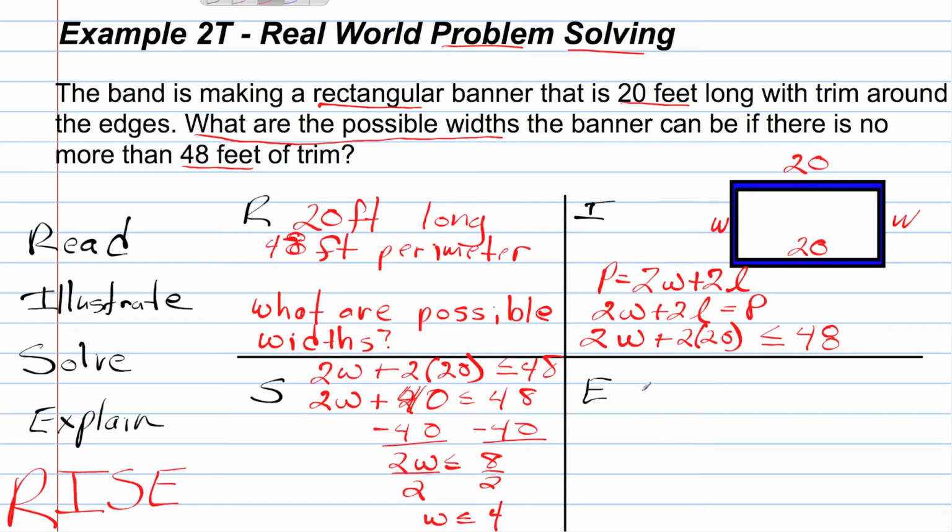And now for the explain portion, the width, not widths, but the width, must be 4 feet or less. And that does address the question. What are the possible widths? Well, it has to be 4 feet or less. So there again, we see rise in a second video lesson.